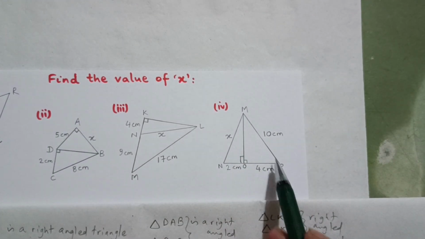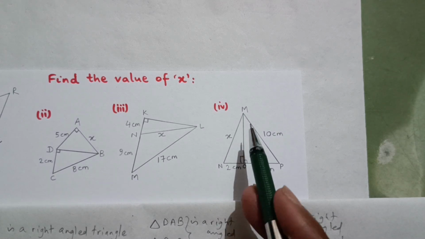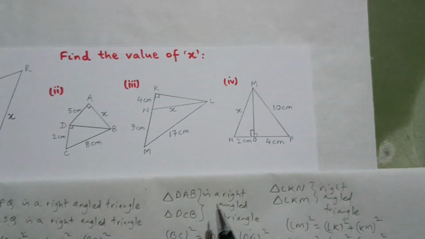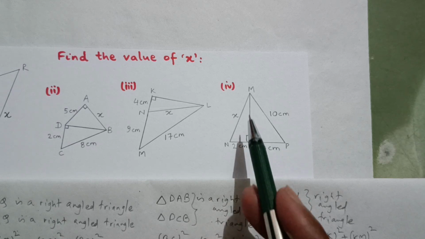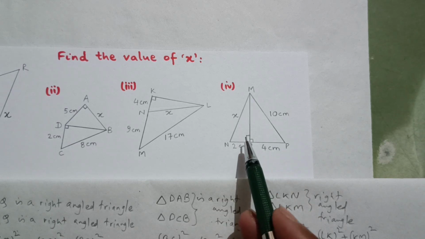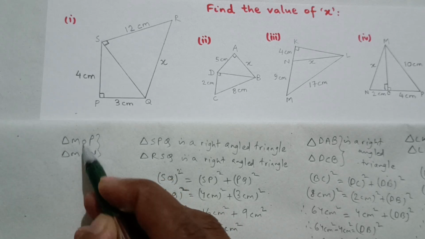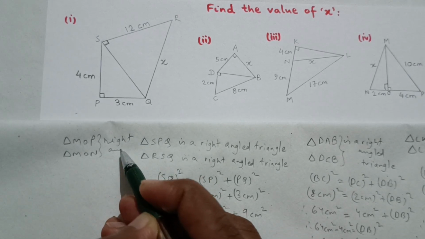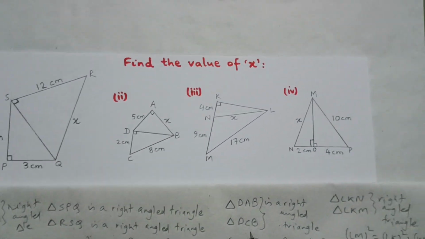Triangle MOP is a right angle triangle because the angle MOP is 90 degrees. And triangle MON is also a right angle triangle because angle MON is 90 degrees. So MOP and MON, both these triangles are right angled triangles.